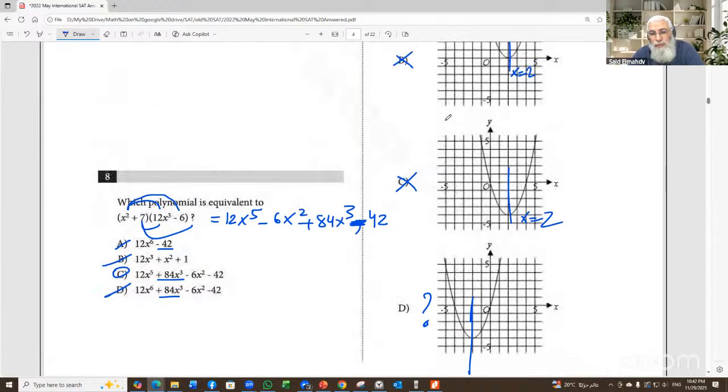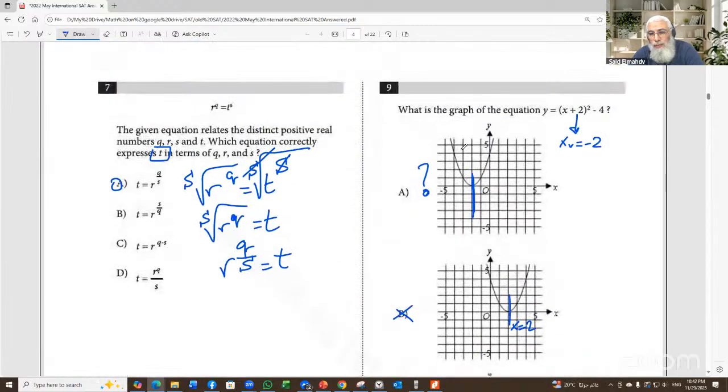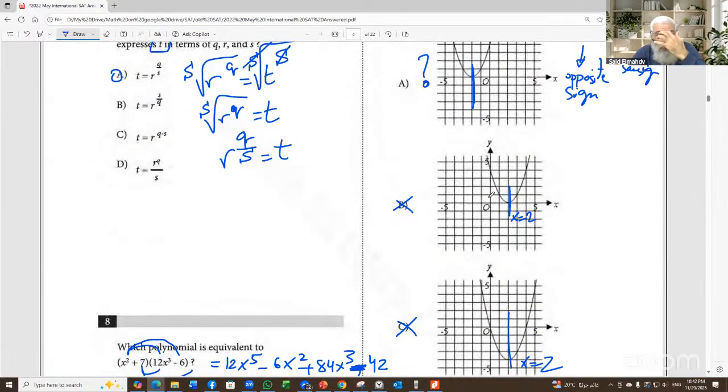So we eliminated C and B. Now, y vertex is negative 4. Y vertex: this one has the same sign, and this one has the opposite sign. The equation is x plus 2, so x vertex is minus 2. Minus 4, y vertex, same minus 4, same sign. So we need minus 4y.